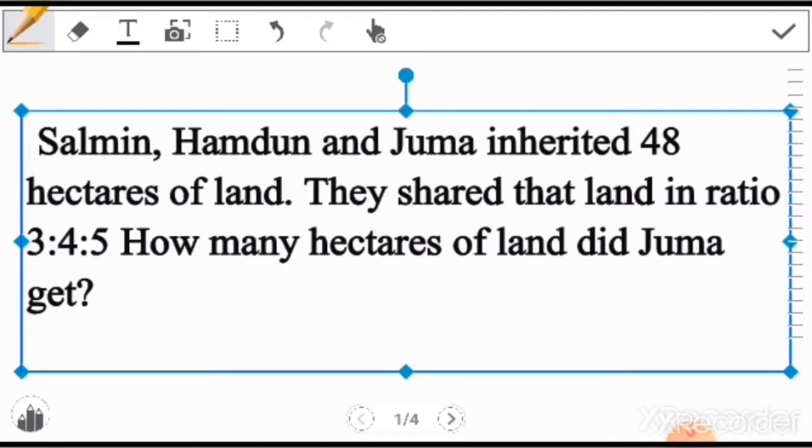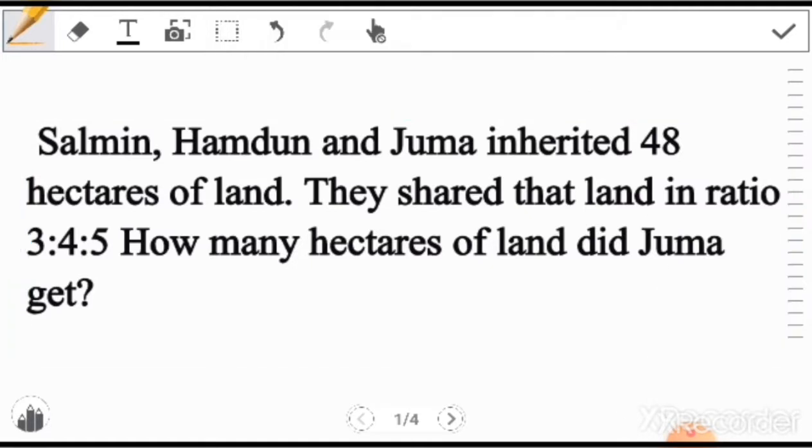Today we are going to solve ratio weight problems. We have our question here. Salmin, Hamdoun and Juma inherited 48 acres of land. They shared that land in the ratio 3:4:5. How many hectares of land did Juma get?